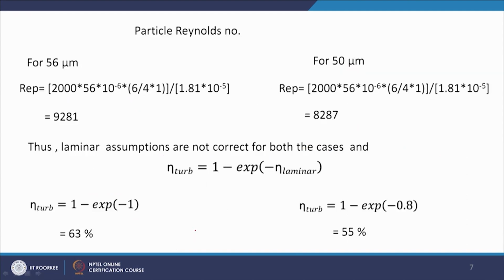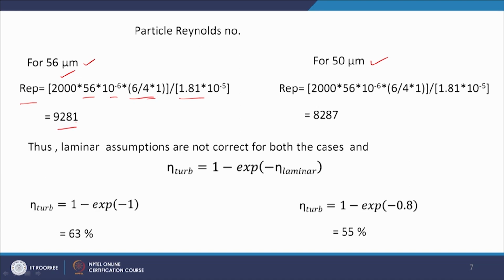Now, in the second part we have to calculate whether the flow is in the laminar regime or not. For the 56 micrometer particle and the 50 micrometer particle we will calculate the particle Reynolds number. So, Re_p is rho d V by mu. Rho is 2000, d is 56 into 10 to the minus 6, and V is the volumetric flow rate divided by cross sectional area, 6 divided by 4 into 1, divided by mu, 1.81 into 10 to the minus 5. So we are getting 9281. A very high particle Reynolds number, so this is not in the laminar flow.